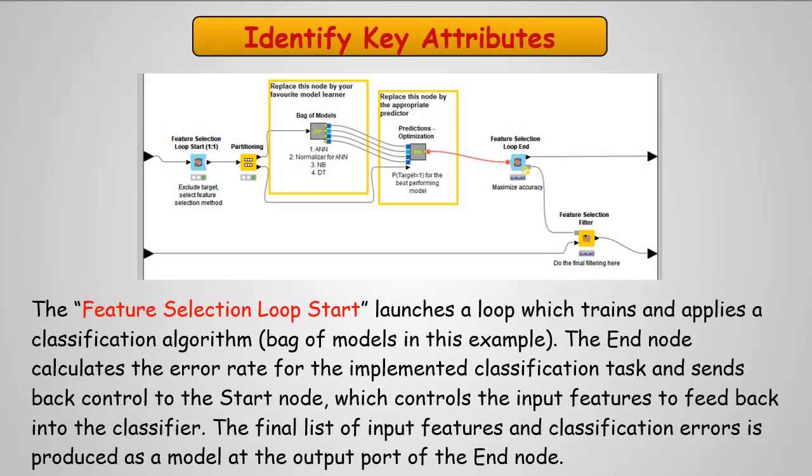The feature selection loop start actually launches a loop which performs the task I just described. It's going to train and apply the classification algorithm. In my case, I'm using a bag of models because I don't know which one is going to be the best. And then the end node is going to calculate the error rate for the implemented classification task and send back control to the start node, eliminating the feature which had the lowest decrease in error rate. And then the final list of input features and classification errors is produced as a model at the output of the end node.